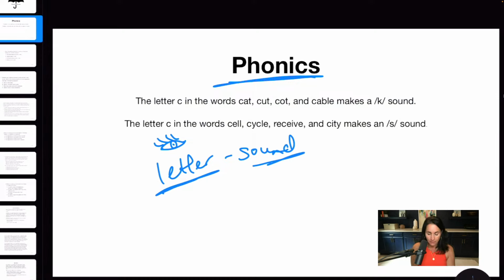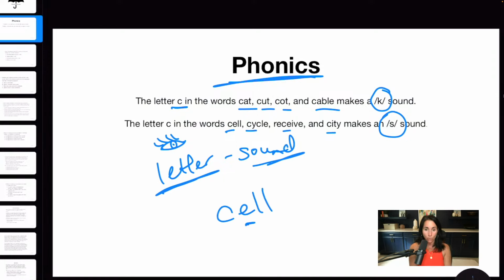Now, for example, the letter C in the word cat, cut, cot, and cable makes a k sound because when a C is followed by an A, U, O, it makes a k sound. But the C in the word cell, cycle, receive, and city makes an S sound. How do we know that? Because the phonics rules for C is when it's followed by an E, I, or Y, it makes an S sound. Now, I have to see the word to know that. I have to see that this C is followed by an E here in order for me to know that it makes an S sound, right?